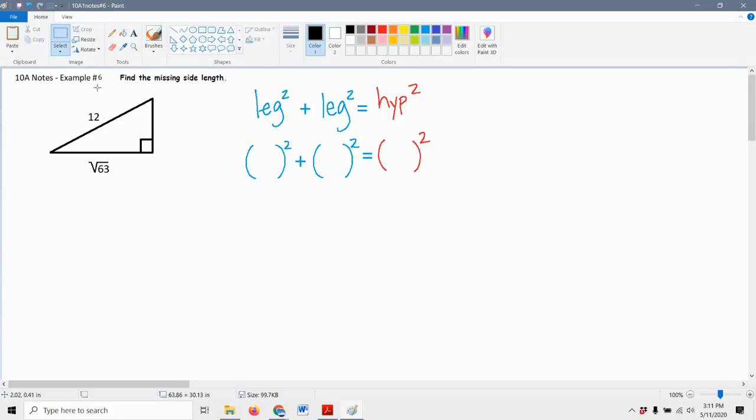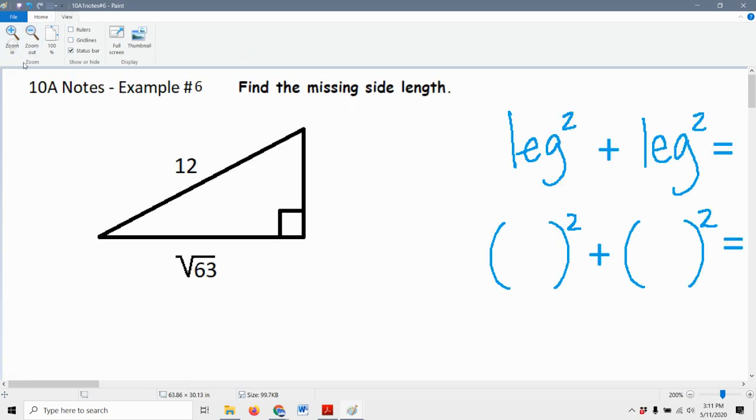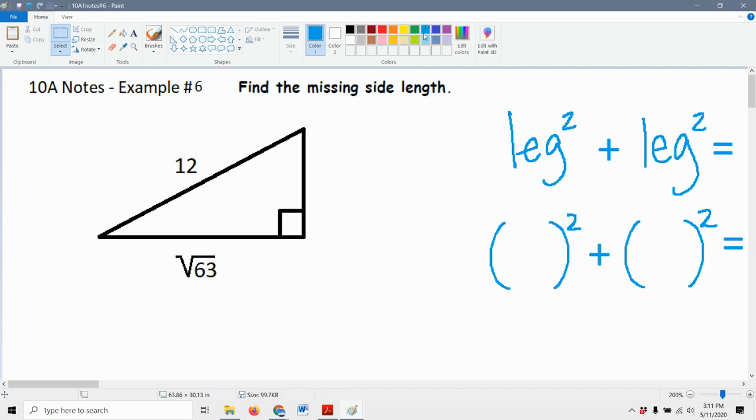This is example number 6 of the 10A notes. So let's just get going. We've gone through several examples already, and we know that right away we want to label our sides.